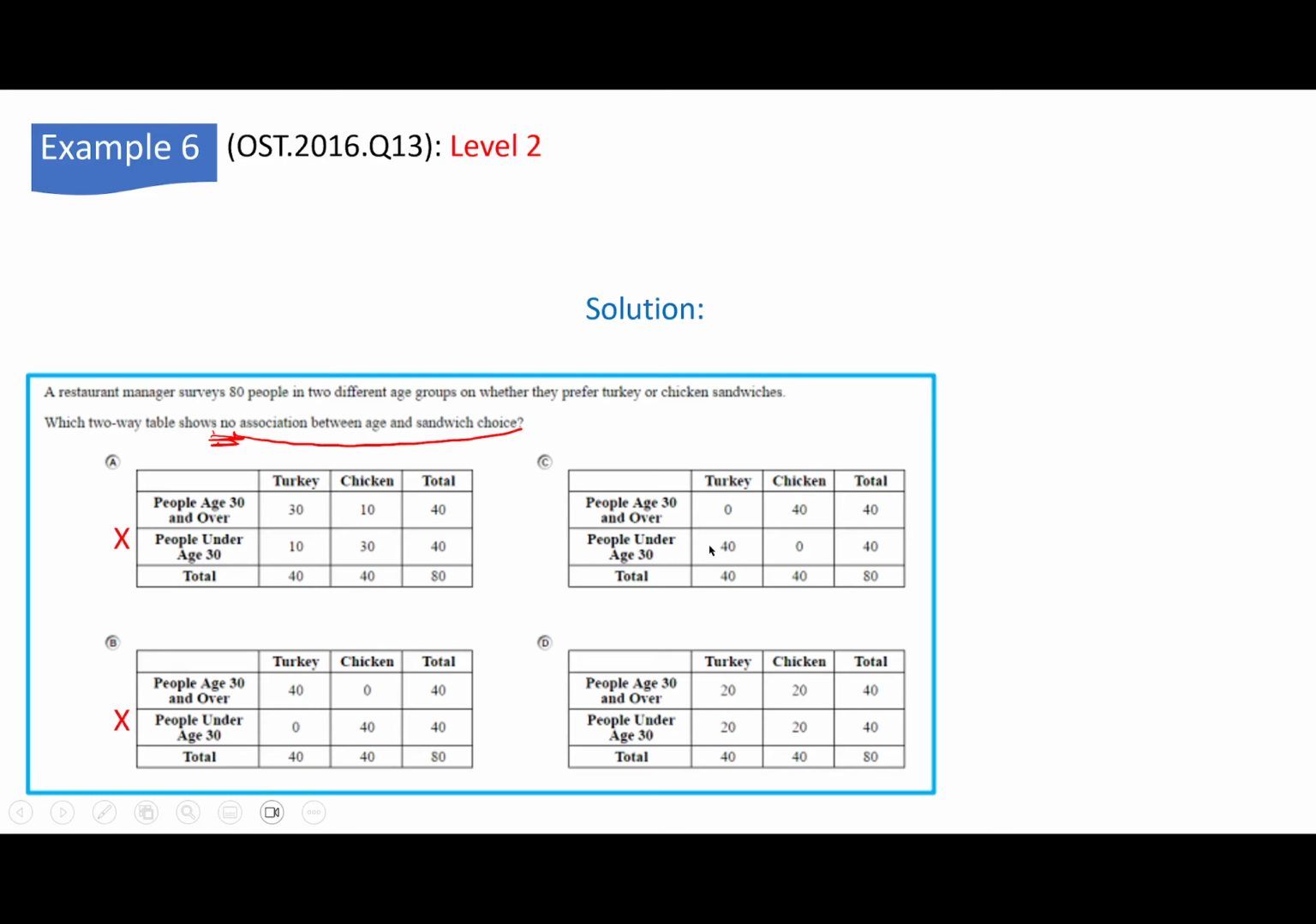This one here, again, you see it's the same thing. People age 30 and over, 40 prefer chicken, and the people under age 30, 40 prefer turkey. So there's association here between the age and the sandwich choice. So that's not good. Now look at this here. There's no association here at all, because 20 of them here like turkey, 20 like chicken. Here, 20 like turkey, 20 like chicken. There's no association here between the age and the choice of the sandwich.